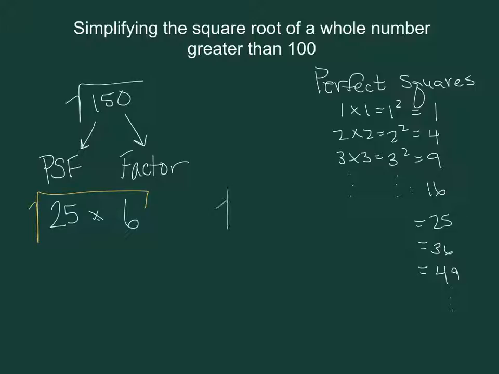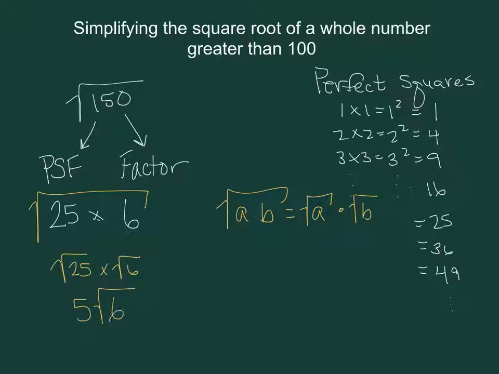Also remember, though, that if I have the square root of a times b, there's a rule that allows me to go square root of a times the square root of b. So what I'm going to do is go the square root of 25 times the square root of 6. The square root of 25, I know, is 5, and the square root of 6, because there is no perfect square for 6, is simply the square root of 6. So this would be your answer for this problem.